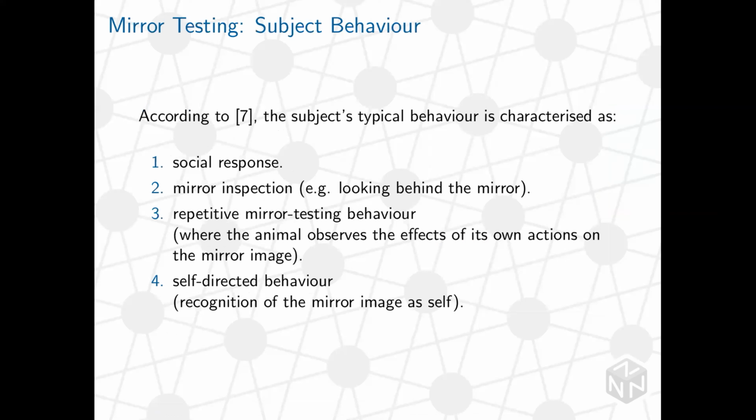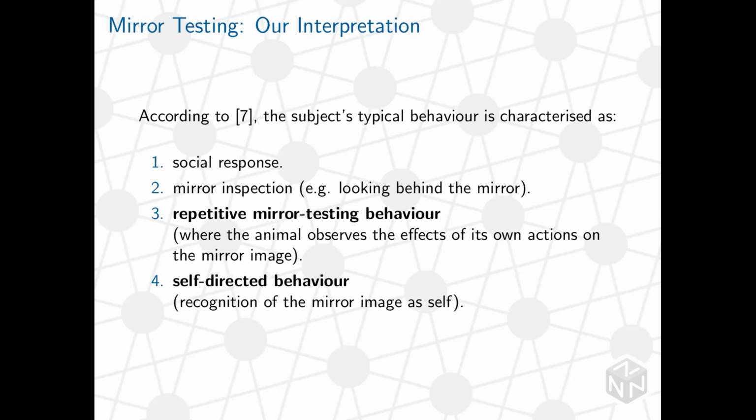So when you actually break down the animal's behavior, it's normally something like this. So first there's a social response, like it would when there's another member of its species. Then it moves on to some sort of mirror inspection, trying to establish what the mirror is, because most animals aren't familiar with mirrors. And then after that, you see this repetitive mirror testing behavior, actually confirming that what they are seeing is themselves. And then finally, you get this self-directed behavior where they're using the fact that there is the mirror to achieve something else. So in that case, actually inspecting the dyed area they've seen on themselves in the mirror, and they are directing that using the mirror image.